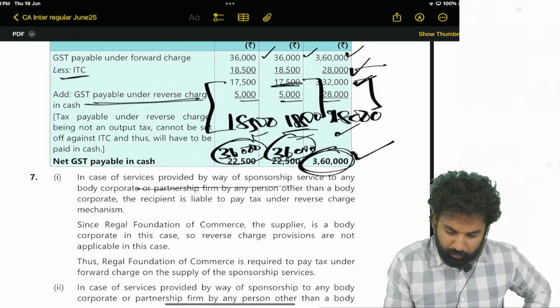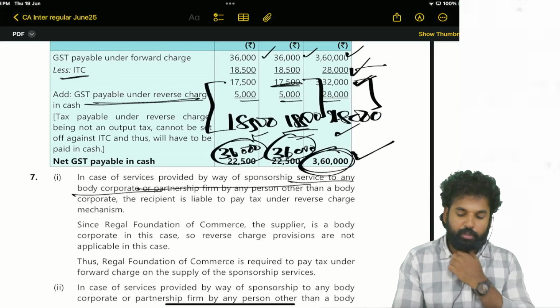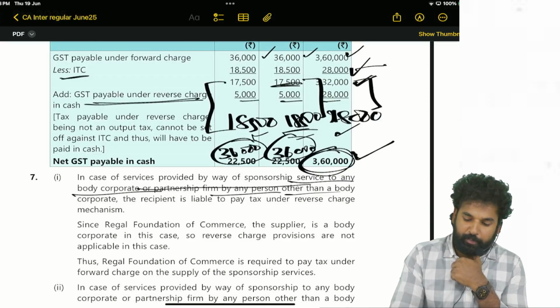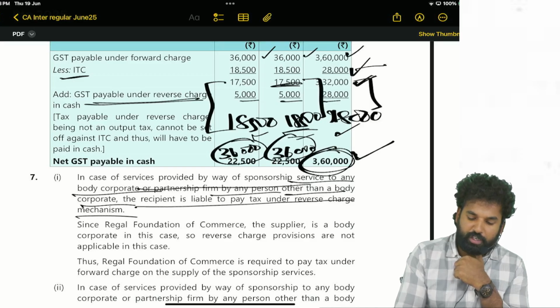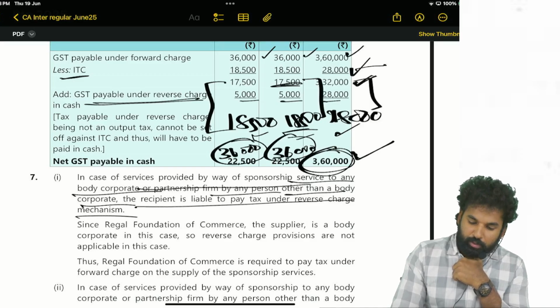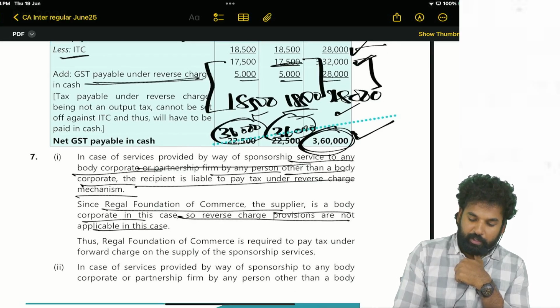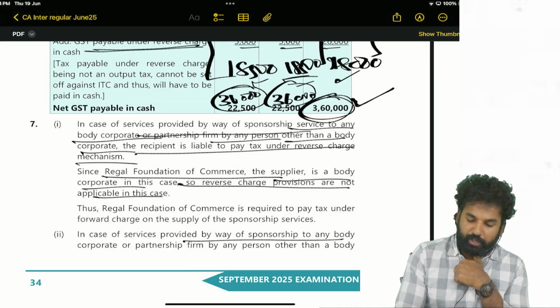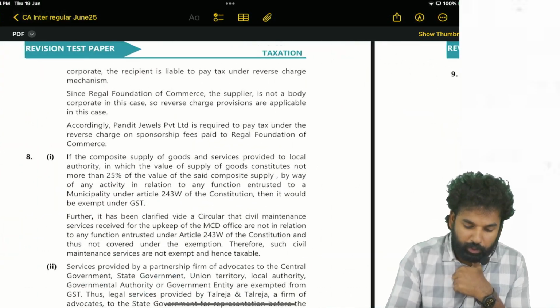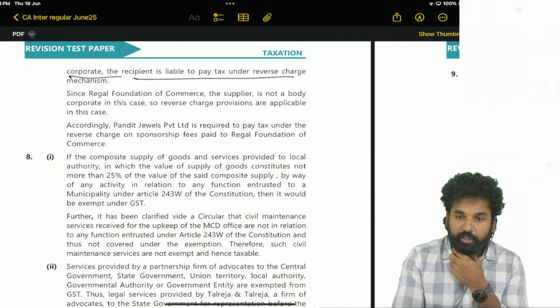Okay, in case services are provided by way of sponsorship services to a body corporate or a partnership firm by any person other than a body corporate, the recipient is liable to pay tax under reverse charge mechanism. So here, Regal Foundation of Commerce, the supplier, is a body corporate. So reverse charge provisions are not applicable.